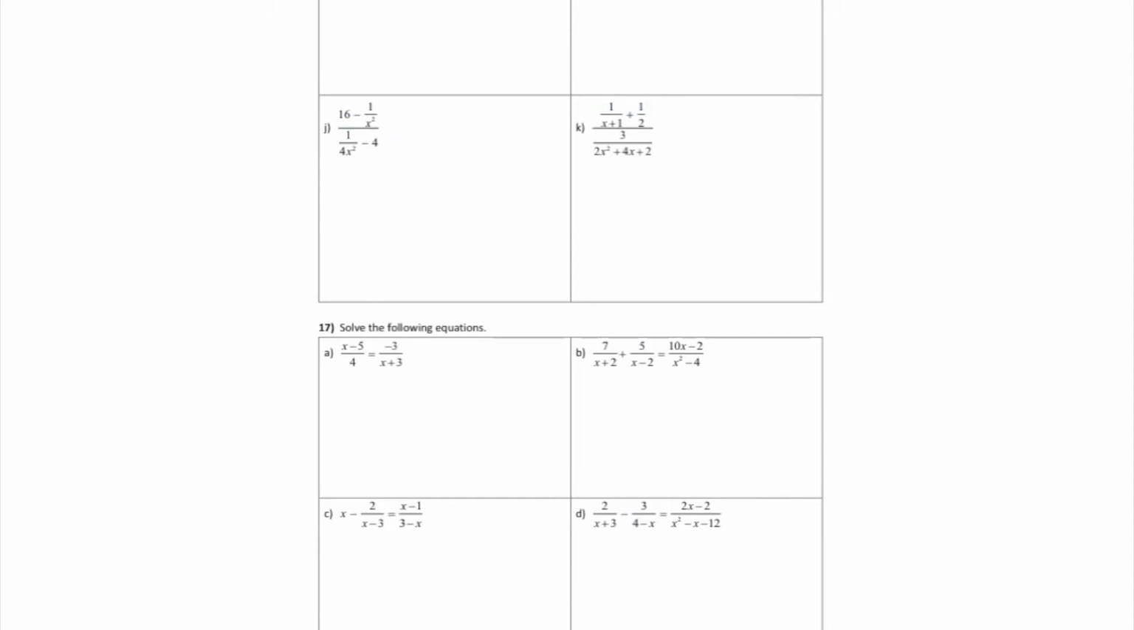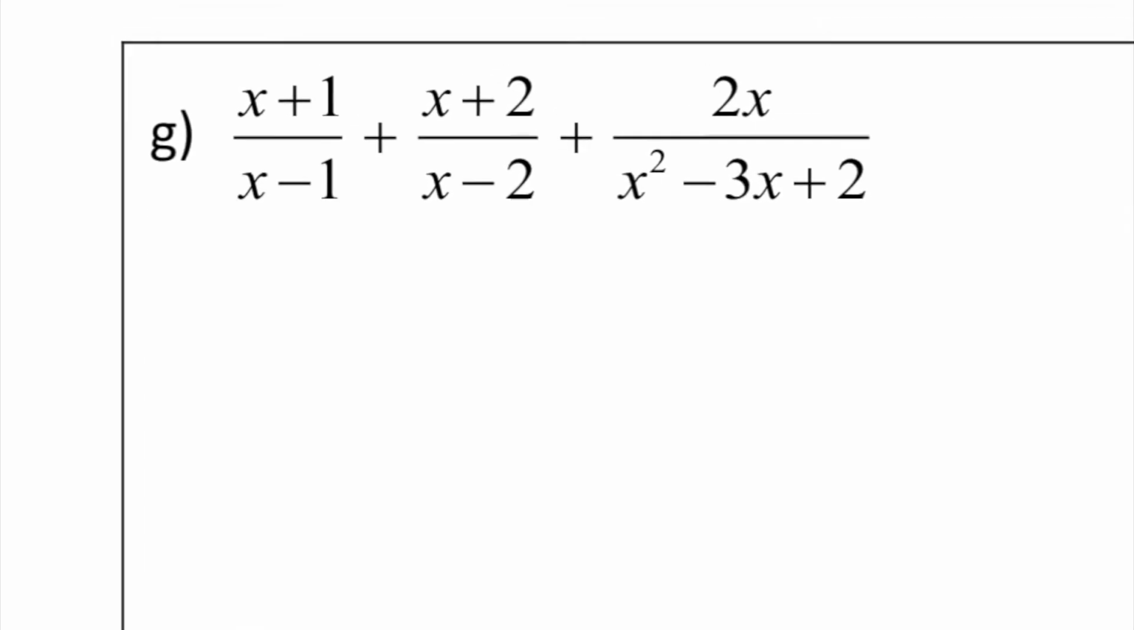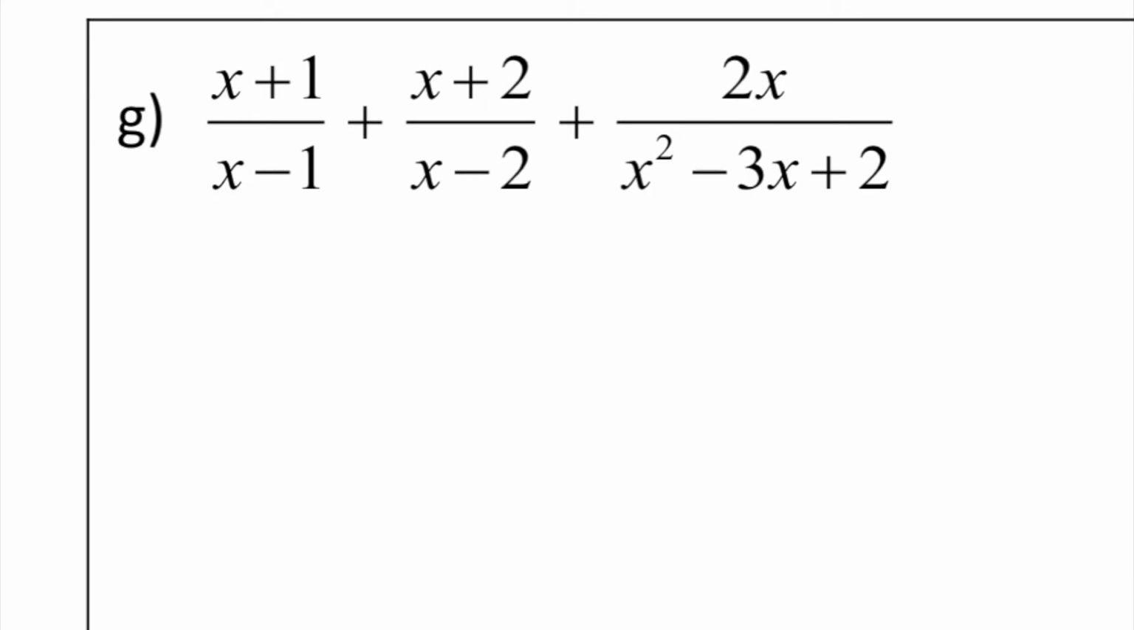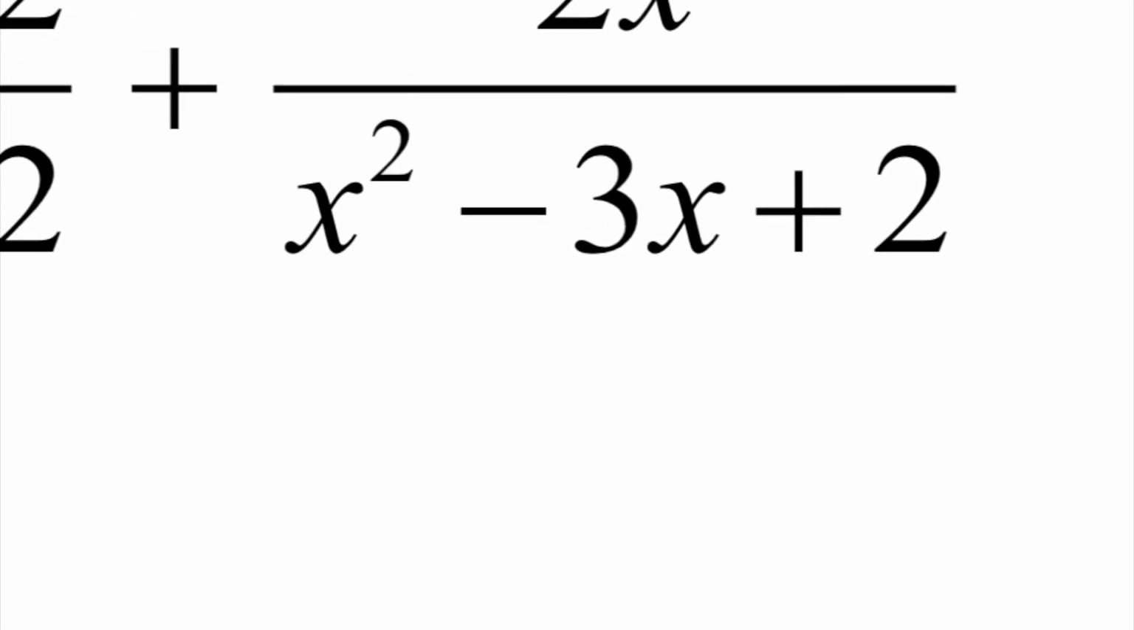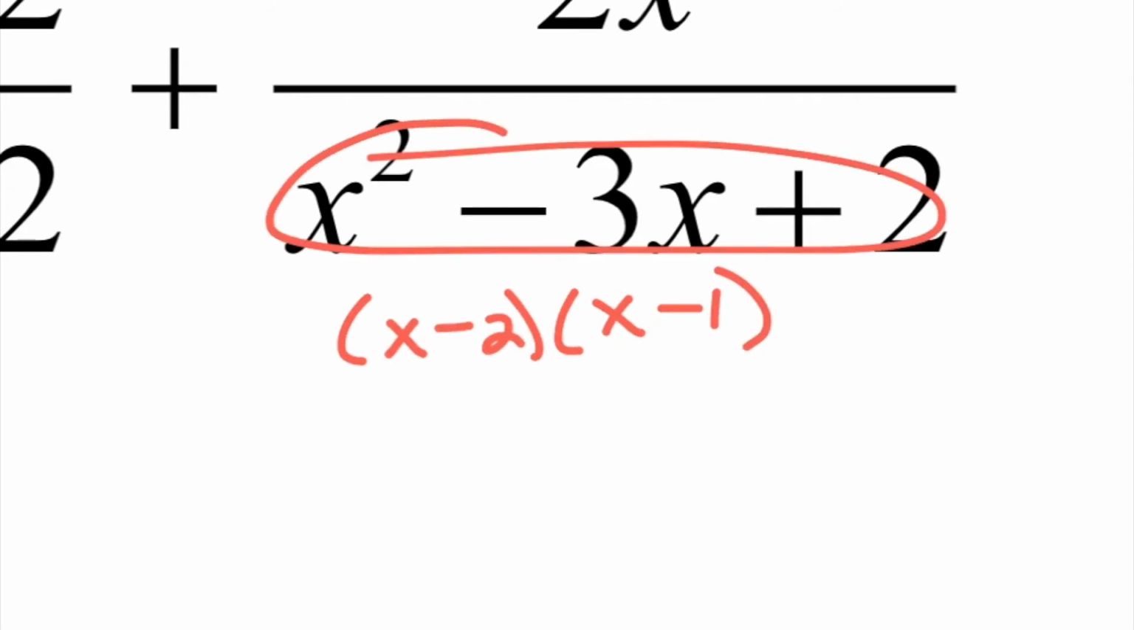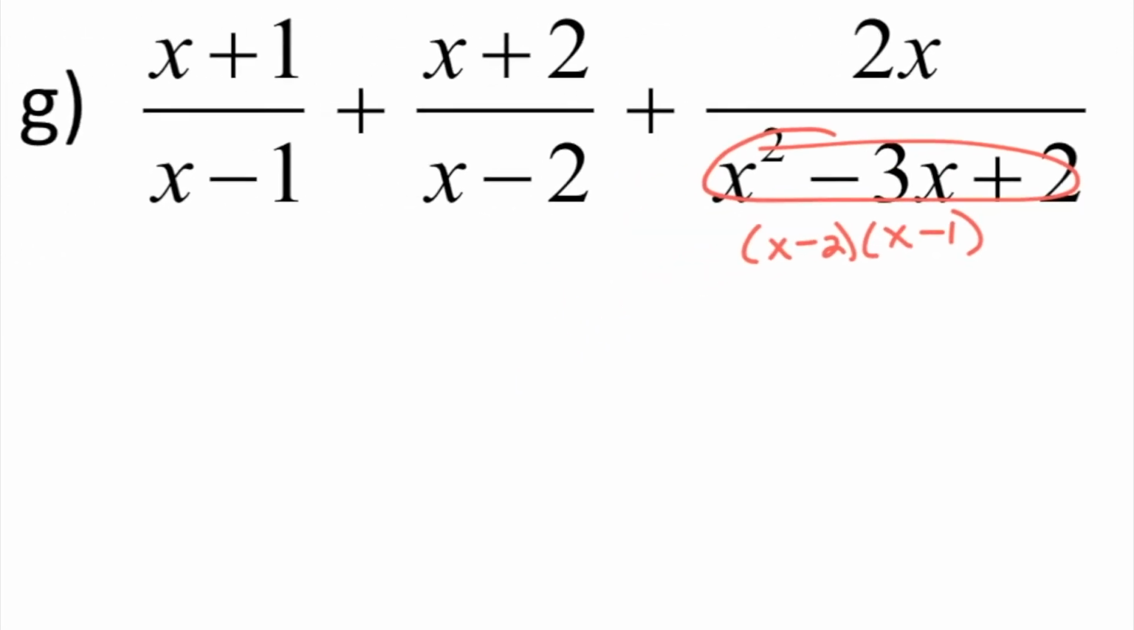Okay, are we ready to add and subtract some fractions? Woohoo! So remember that when you're adding and subtracting, you want to have common denominators. And the first thing that you're going to want to do when you look at your denominators is decide if anything needs to be factored. So this denominator here, I can rewrite as x minus 2 times x minus 1. This whole denominator is x minus 2 times x minus 1.